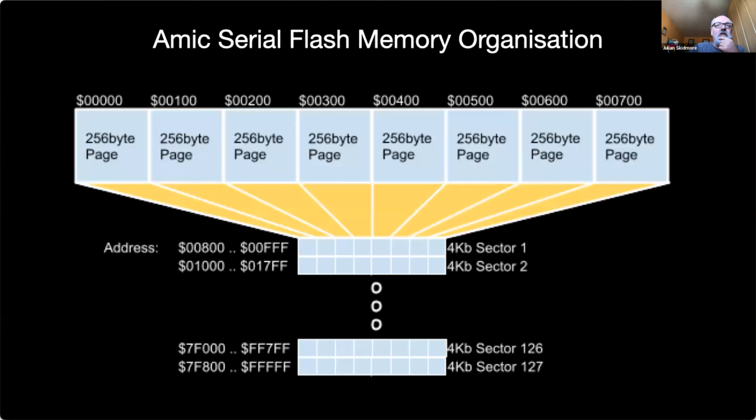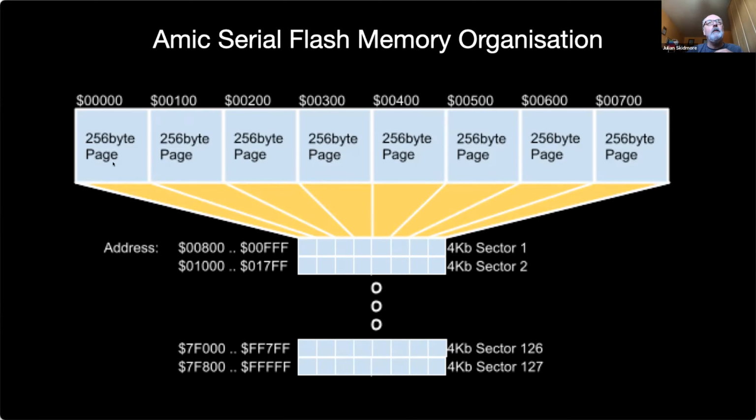So serial flash memory is organized like this. You can access it randomly anywhere, but you can only write in 256-byte pages on Amic serial flash memory, and 8 pages of those go together to make a 4 kilobyte sector, and that is the level at which you can erase it back to ones. And when you write to it, all you can ever do is zero the memory.